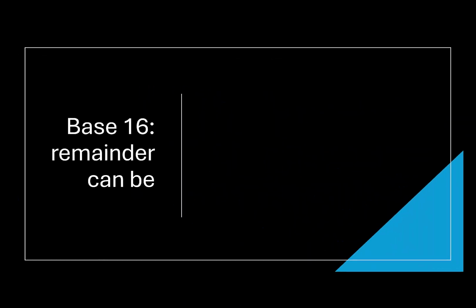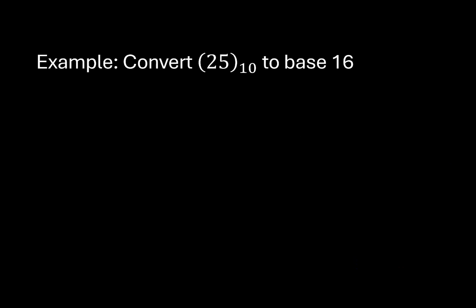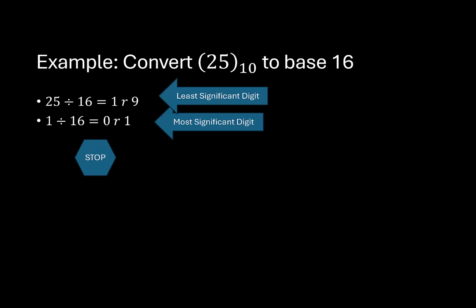Because hexadecimal is base 16, our remainder can be 0, 1, 2, 3, 4, 5, 6, 7, 8, 9, 10, 11, 12, 13, 14, or 15. This time we'll convert 25 base 10 to base 16. We divide 25 by 16, we get 1 with a remainder of 9. We'll take that quotient of 1, divide by 16, which gives us 0 with a remainder of 1. We stop when we get to 0. Our most significant digit is our 1. Our least significant is 9. So 25 base 10 is the same thing as 19 base 16.